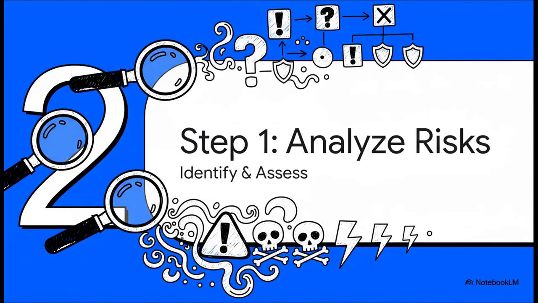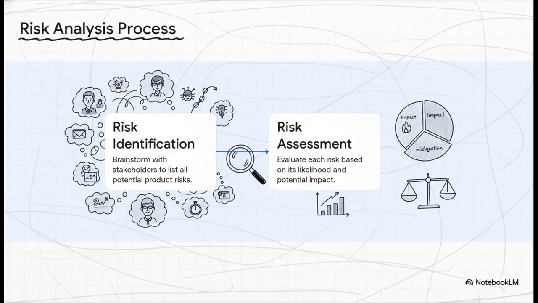All right, so how do we actually do this? Let's get practical. Step 1 is all about analyzing your risks. This means figuring out what could go wrong, and then figuring out just how bad it would be. So the ISTQB breaks this down into two really simple parts. First up is risk identification. This is where you get all the key people in a room, your devs, your business folks, product owners, everyone, and you just brainstorm. You make a big list of everything that could possibly go wrong.